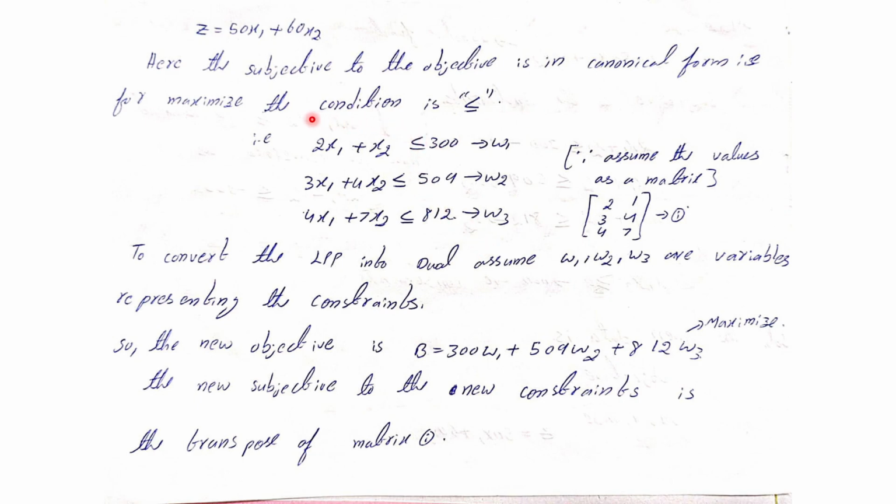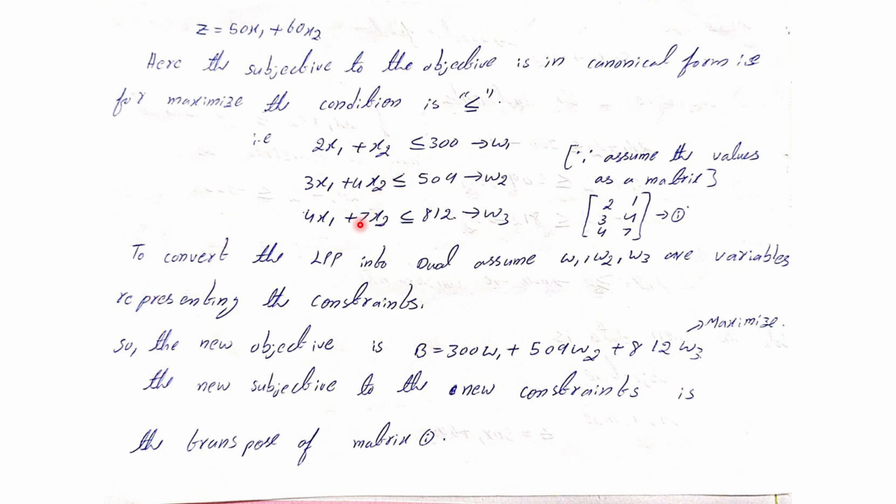Here they are already in canonical form. You can observe that we can form a matrix with the coefficients of the constraints of these equations. That is, we get the matrix 2 1, 3 4, and 4 7. To convert the LPP into dual form, first we assume new variables w1, w2, w3 representing the constraints. That means in place of x1 and x2 as the old variables, we assume new variables W1, W2, W3 with respect to the equations.